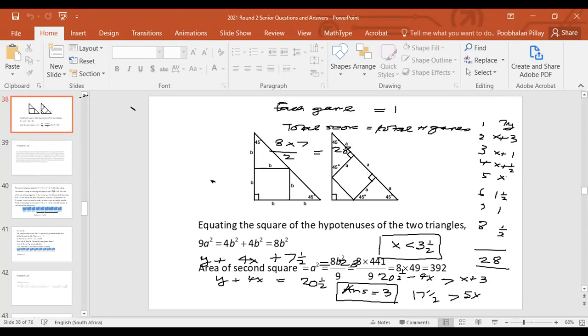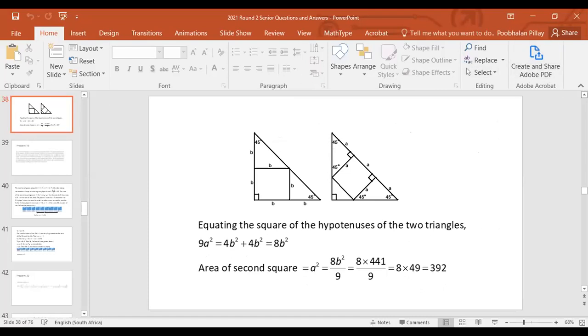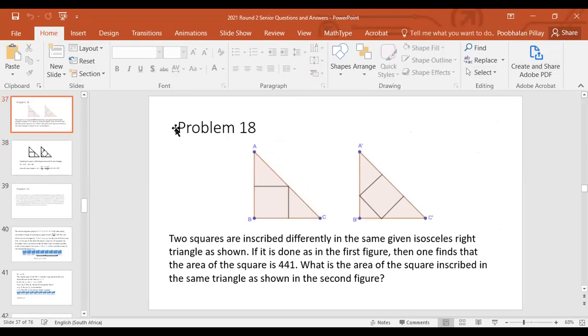We said we're going to work backwards. Okay, problem 18, also a nice problem. You got 2 squares and a right angle triangle. 2 squares are inscribed differently in the same given isosceles right angle triangle as shown. So it's an isosceles right angle triangle, very important. So the angles are 45, 45, 90, right? And there's a square here and another square here. One square is drawn like this, another square is drawn like this. They give you that the area of the first square is 441, and you're asked to find the area of that square. Very interesting problem.